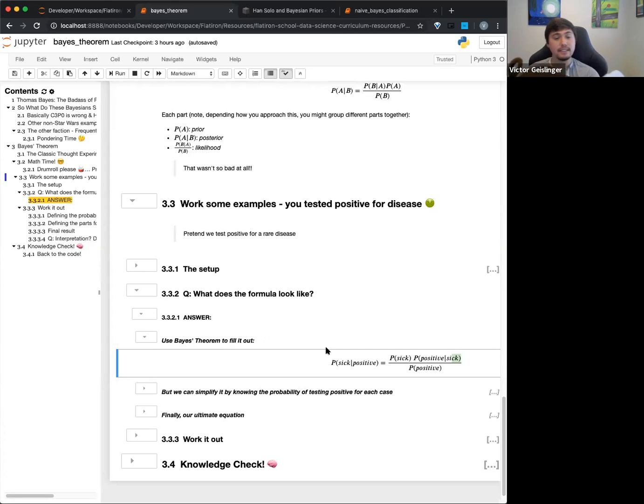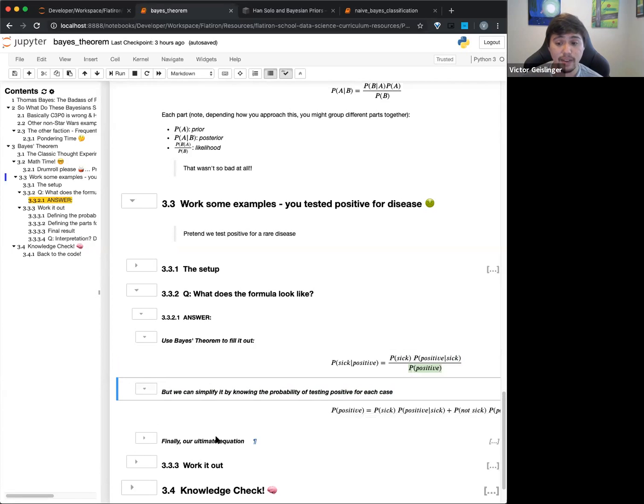All right. So the main thing is that that's our Bayes theorem right there. This is the main part. We want to see the probability of being sick given that we tested positive. We can simplify it by knowing the probability of testing positive for each case. What's the probability of being tested positive? Note that that's not simply 99%, because we could test positive even though we're not sick, which happens 1% of the time even though we're healthy.